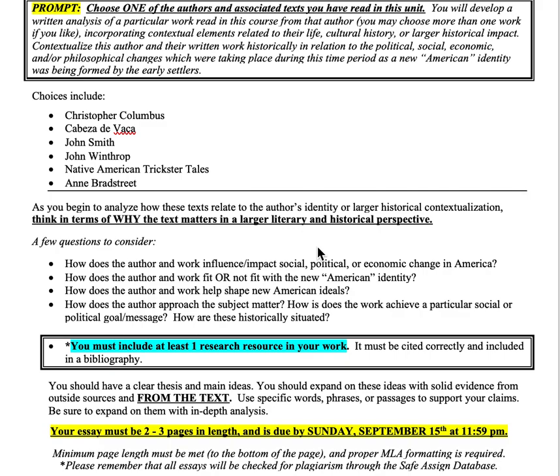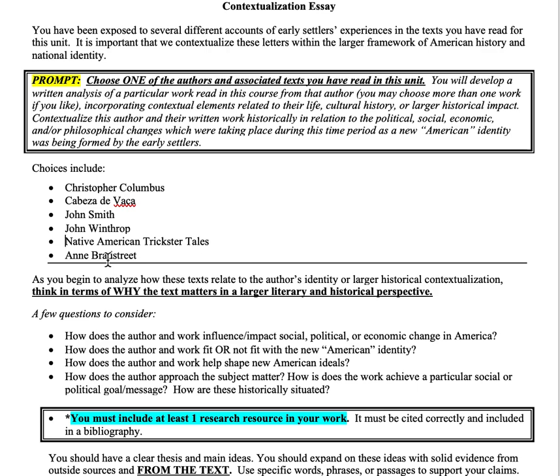As you start reading or analyzing these texts, think about why they matter. Why does it matter that we read De Vaca's accounts from a Christian perspective against the Christian aggressors? Why is that significant in terms of the larger historical impact? So think about a few questions. How does the author or work influence social, political, or economic change in America? How does the author fit in or not fit in with this new, quote-unquote, American identity? How does the author or work help shape the new American ideal?